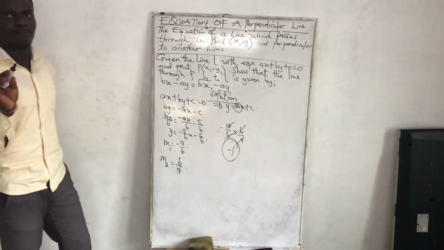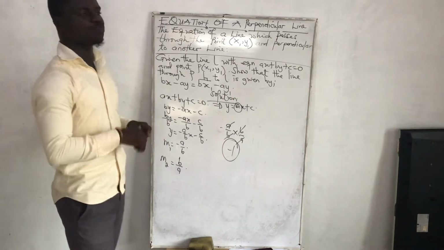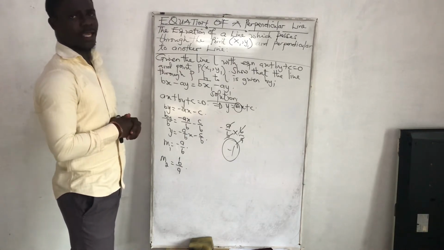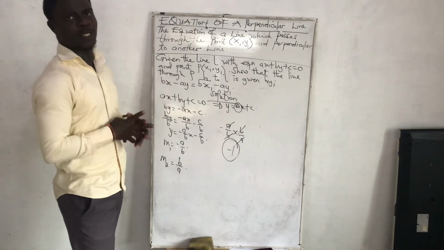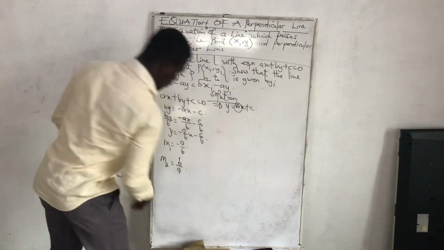As simple as that. Please, if you want more understanding, kindly visit our, I think, last tutorials here. You get the relationship between the gradient and the perpendicular lines. You get more understanding from that place.